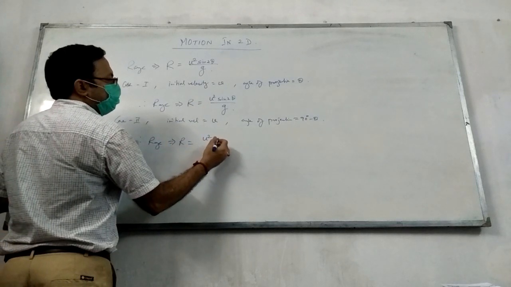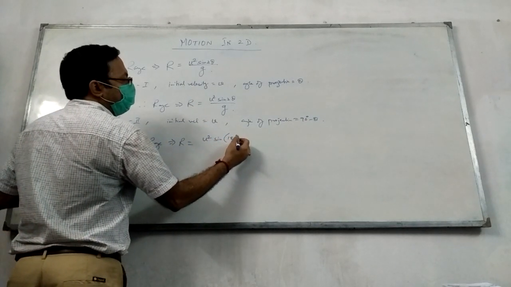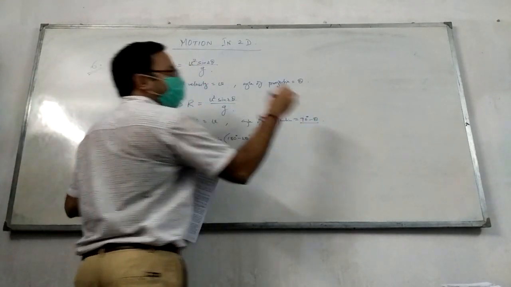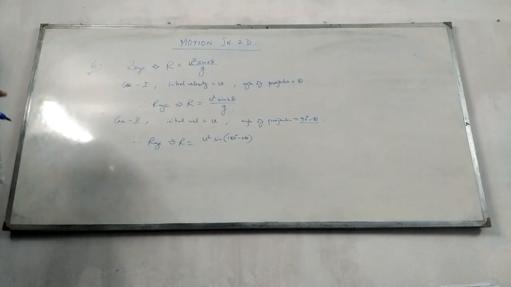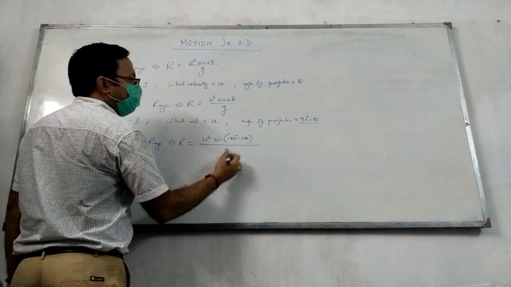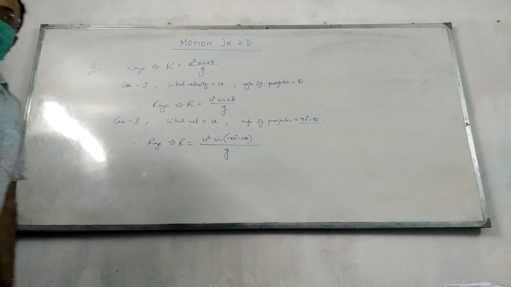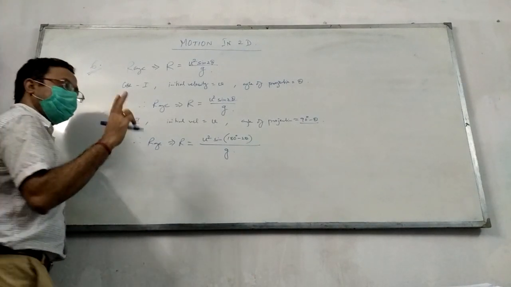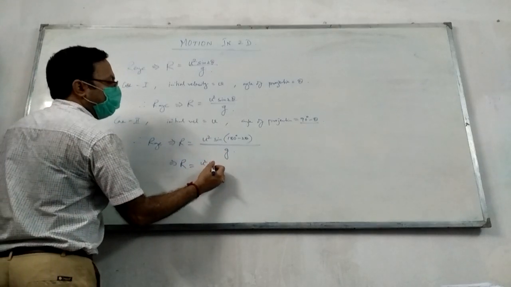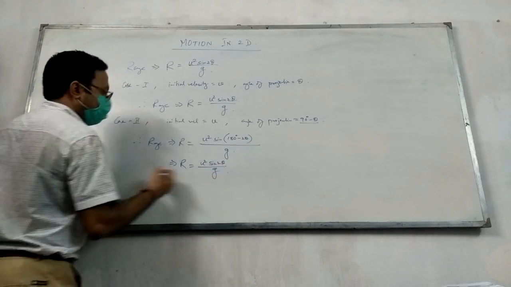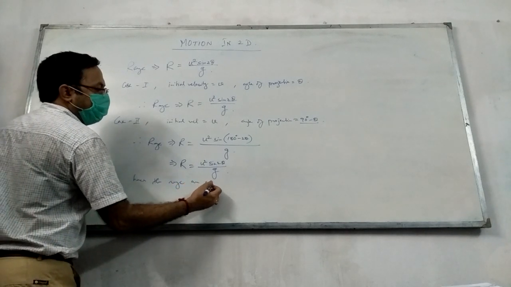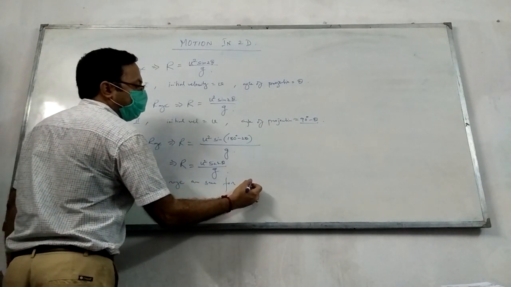Range will be u square sine of 180 degree minus 2 theta by g. You understand why? Because 2 of 90 minus theta means the twice of it, so 90 into 2 is 180 degree minus 2 theta. Now you know sine of 180 degree minus theta is in the second quadrant and it is an even multiple of 90 degrees, so it will remain sine. Now this will become R equal to u square sine 2 theta by g. Hence the range is the same for complementary angles of projection.